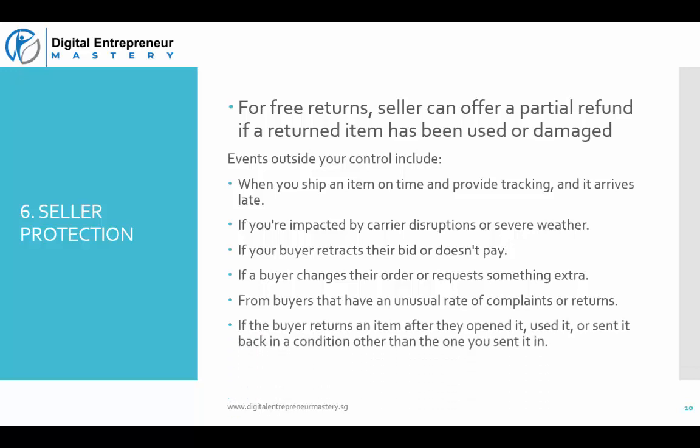So if the buyer returns items after they open it, use it, and send it back in a condition other than the one you sent it in, well, again, in this case, I'll treat it as damage. And if the buyer still insists on returning it, you need to check with your source. So if you're a dropshipper, probably your source is Amazon, whether they accept the return. And if they do, then you refund them. If not, please work with eBay to resolve this.